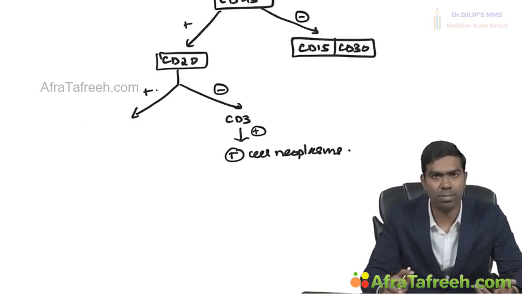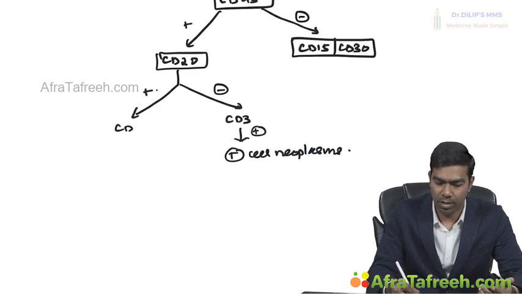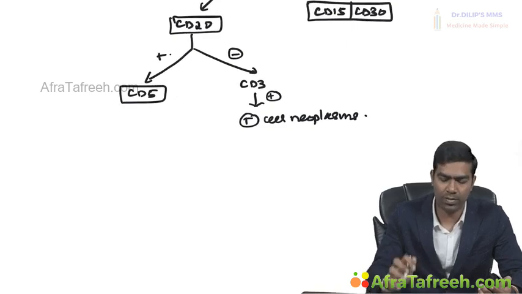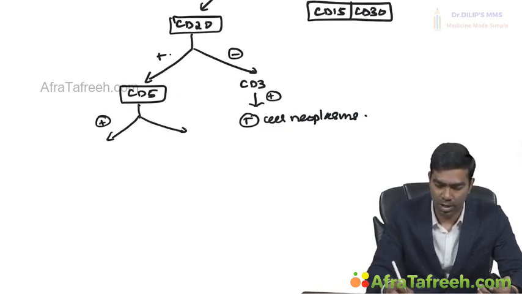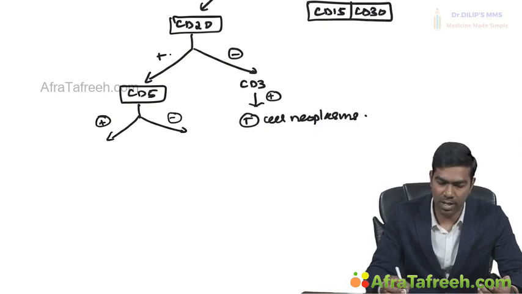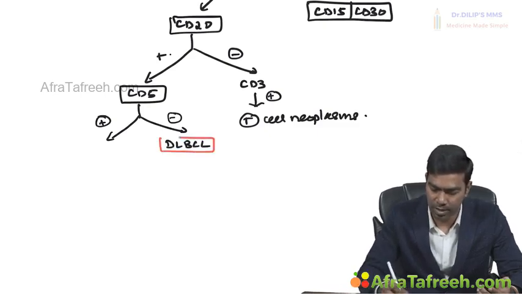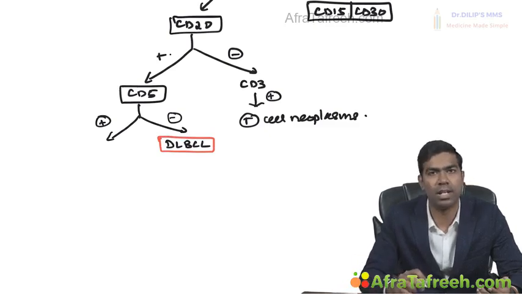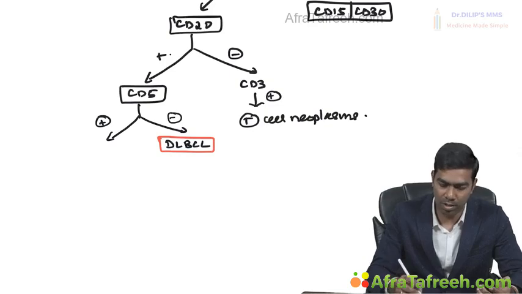If CD20 is positive, then do CD5 testing, which is very, very important. The moment CD20 is positive, CD5 can come positive or negative. If CD5 comes negative, it typically goes towards a DLBCL. Very important: CD5 negative always goes towards a DLBCL. If CD5 is positive, it typically goes towards a blastoid mantle cell lymphoma.